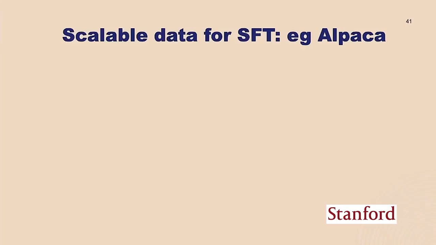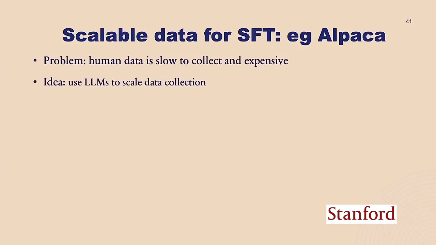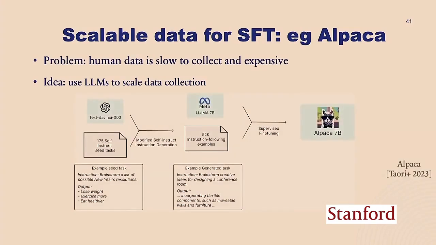So the problem with human data is that it's very slow to collect and very expensive. So one possible simple idea is to use LLMs to scale data collection. That's exactly what we did with Alpaca 1 year ago. We used a data set of human question answers, 175 of them here, and we asked the best model at the time, text-davinci-003, to generate many more of these questions and answers.